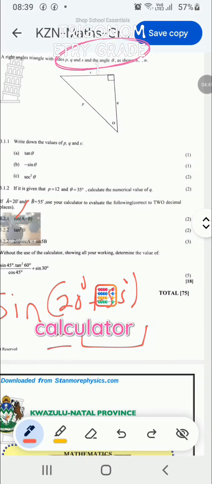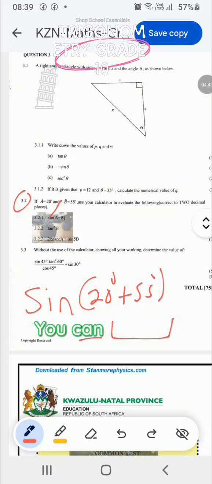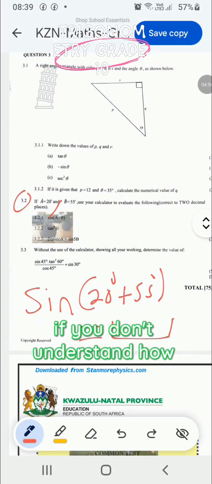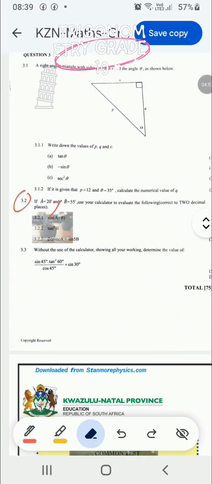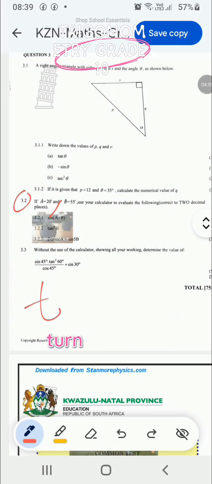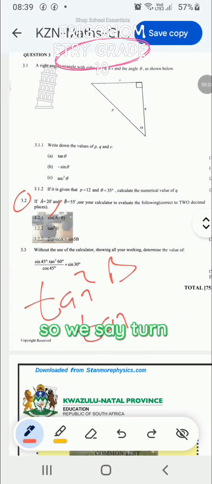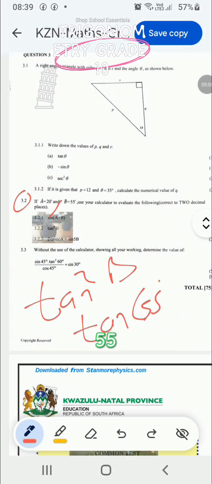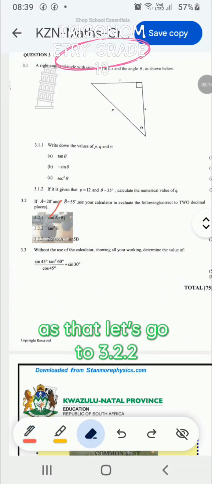So we have to set our calculator to 2 decimal places. You can ask me in the comment section if you don't understand how to put your calculator into decimal places. Then we have tan squared B. So we'll say tan, then B we'll put 55 and square it. Then we'll get our answer. Simple as that. Let's go to 3.2.2.